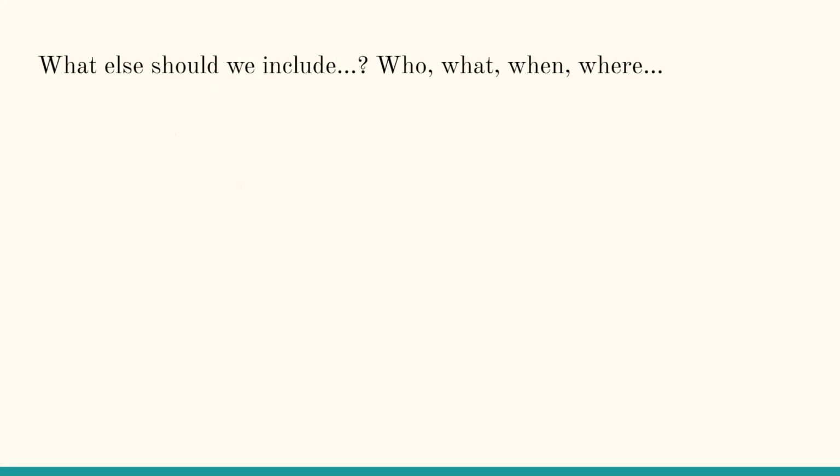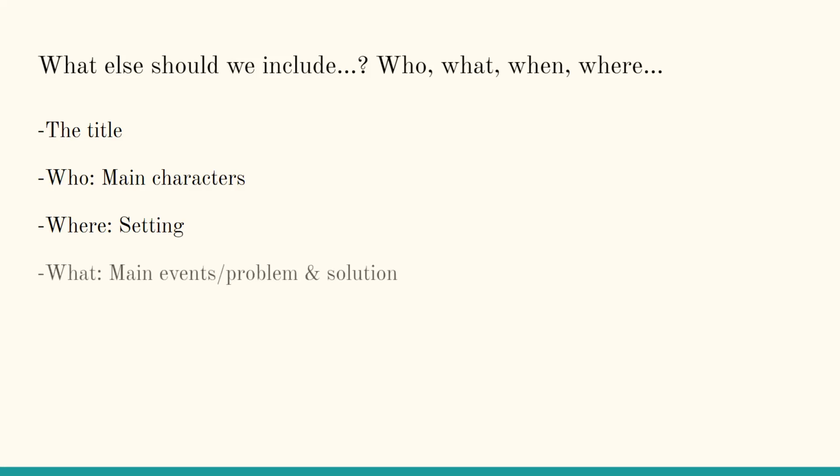One way to remember the things that we should include in a summary is when people say who, what, when, where. Okay, let's look at this. The title, we should always include the title so that your reader knows exactly what book you're talking about. Who, we should include our main characters. Where the story takes place is our setting, okay? So it's important to tell us who is in the story and where they are.